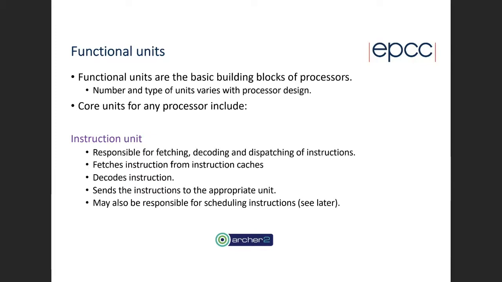So let's have a look in a bit more detail at what's in a processor. Start off with the things that are actually doing the calculations, which are the functional units. The core units that you'll find in any processor design are as follows. First of all, we have the instruction unit. This is responsible for fetching, decoding, and dispatching of instructions. It gets the instructions from the instruction caches, then decodes that instruction. There's a bit of work to be done in the hardware to figure out what the instruction means, and then sends those off to the appropriate unit to be executed. The instruction unit may also have some responsibility for scheduling instructions, essentially deciding in what order and on what clock cycle the instructions are being executed.